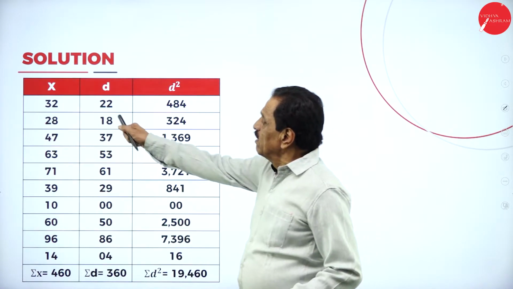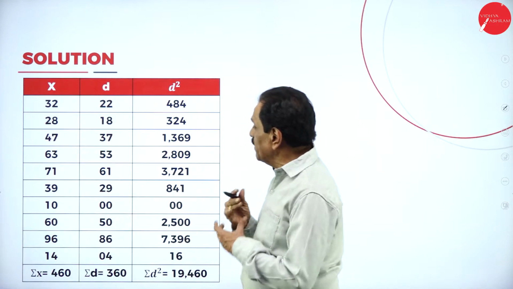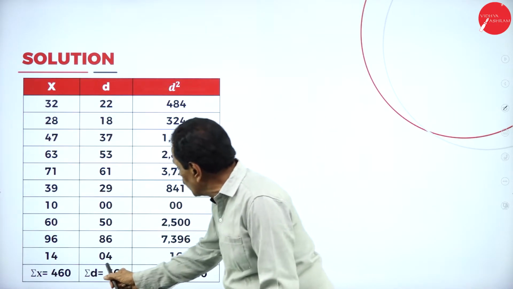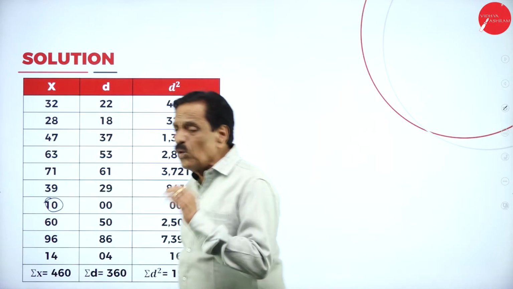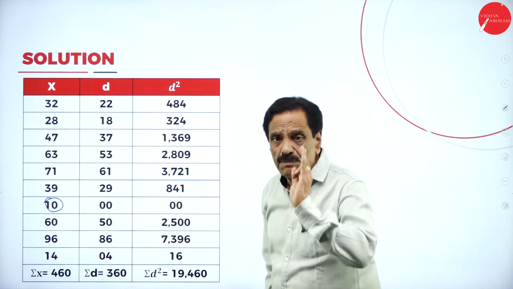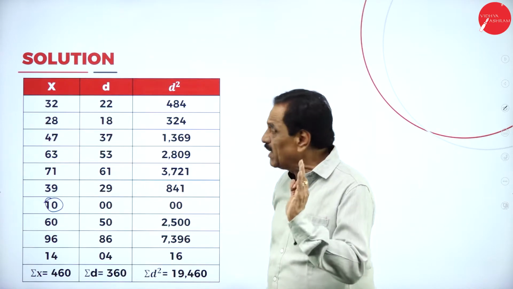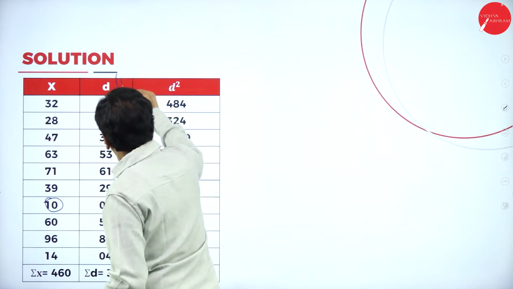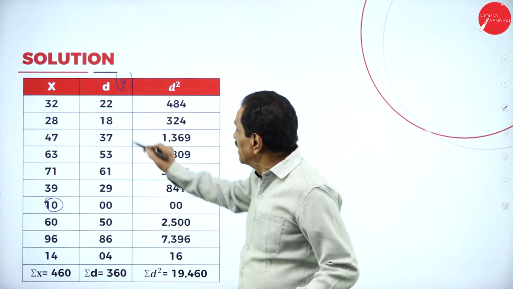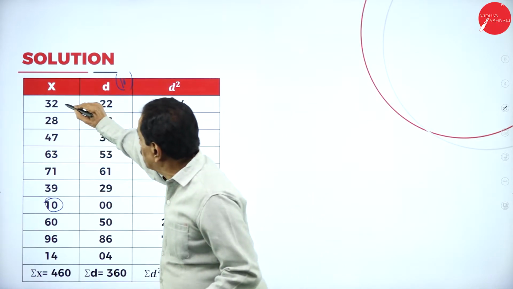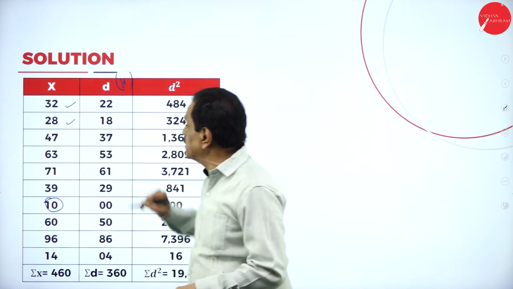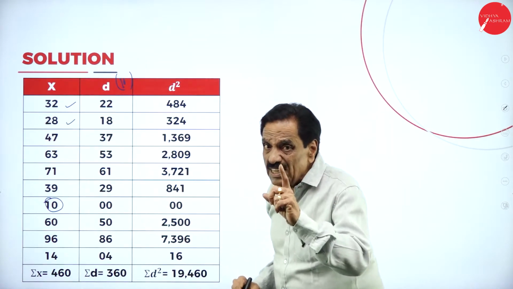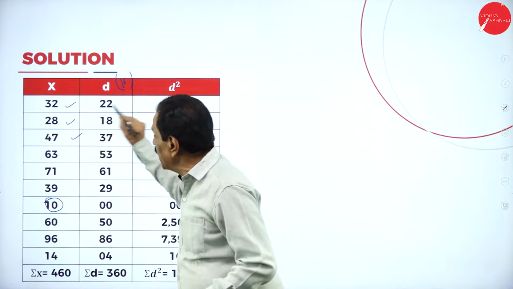Here 22 is there. We take the deviation one by one. You take 10 as a base. The lowest number we have taken as a base. Here 10 as a base. Then 32 means how much higher? 22 higher. 28 means how much higher? 18 is higher. 47, how much more?